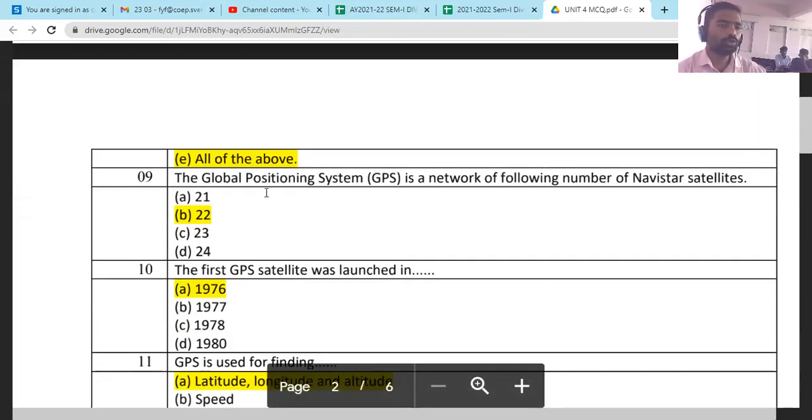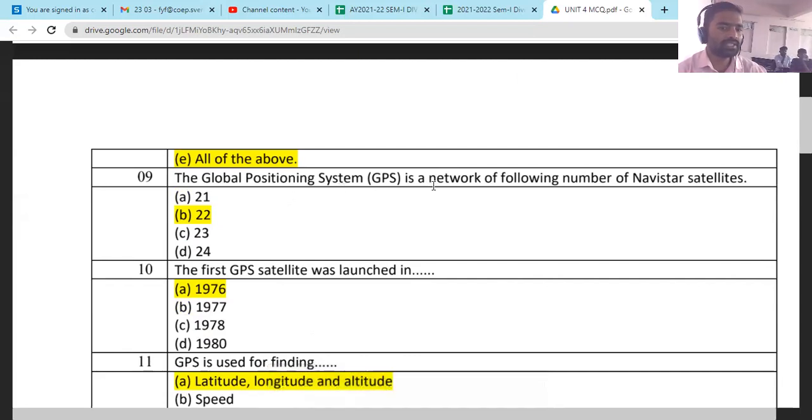Then global positioning system is a network of the following number of Navstar satellites: 21, 22, 23, or 24. So the answer is 24. GPS is a network of that number of Navstar satellites. Write down this one in your notebook. All of you write down this ninth one.